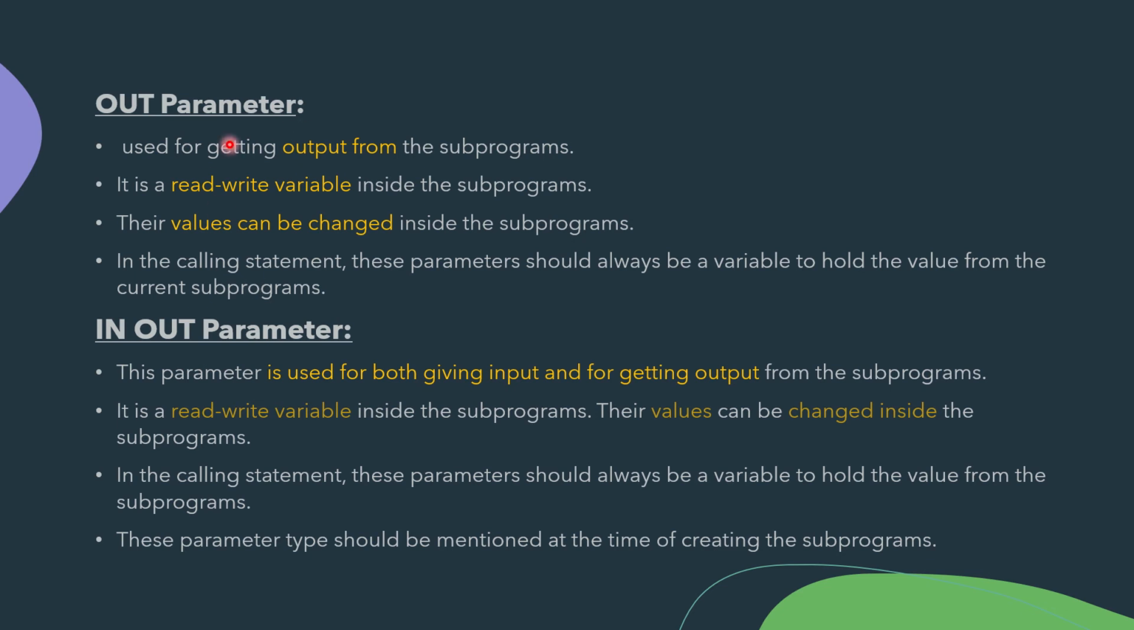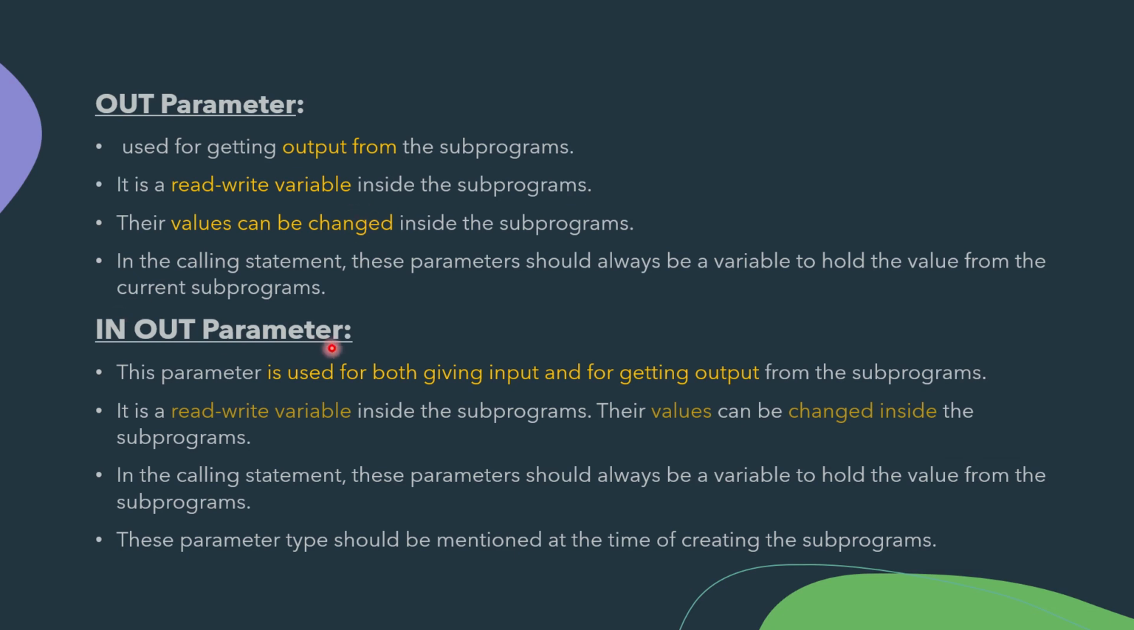The second one is called an OUT parameter. That is the opposite of the IN parameter. An OUT parameter means that the particular subprogram is outputting, or giving some value to the calling program, and in order to specify that, we have to declare the parameter as an OUT parameter. So it is a read-write variable. That means inside the subprogram, that parameter can be manipulated, or its value can be changed.